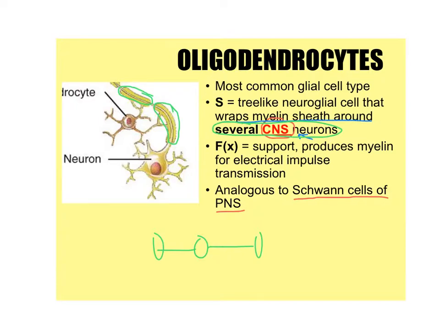And remember that the myelin sheath is important because it speeds up the electrical impulse transmission. It speeds up the rate of the action potential down the axon because it allows it to jump from node of Ranvier to node of Ranvier.